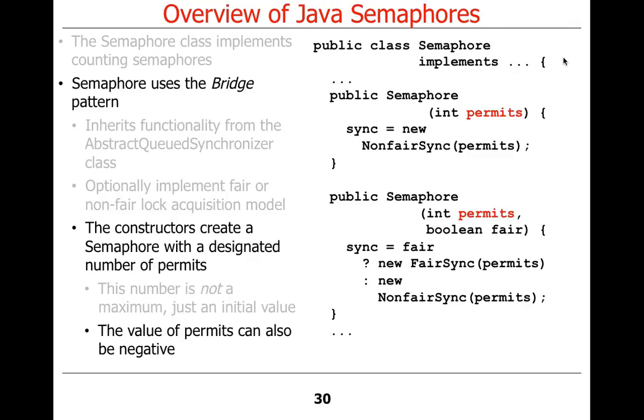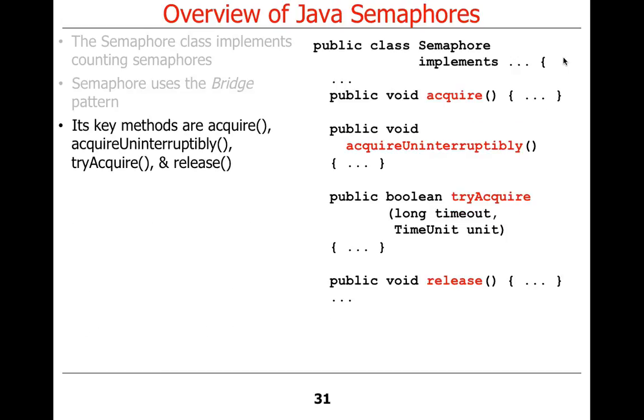So it's not a maximum. The other thing to note is that the value of permits can also be negative. So you can actually initialize a Java semaphore with a permit count that is less than 0, which means it has to be incremented some number of times to get to the point where people can make forward progress. That's a very weird use case, but the main consequence of that is whenever you do a check, you always have to check to see if the permit count is less than or equal to 0 as opposed to equal to 0. Go figure.